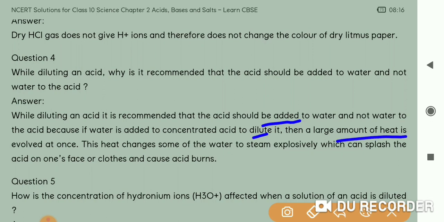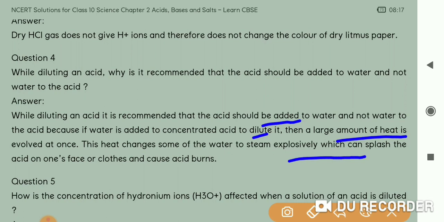Okay, lots of heat is released at the same time, in a short time, and this heat changes some of the water to steam explosively, and a dangerous reaction can take place which can splash the acid on one's face or clothes and cause acid burns. This is a highly exothermic reaction, exothermic means heat is evolved in this reaction. As heat is evolved, it can burn the hands of the person who is handling it. Okay, so it's not recommended to add water into acid.